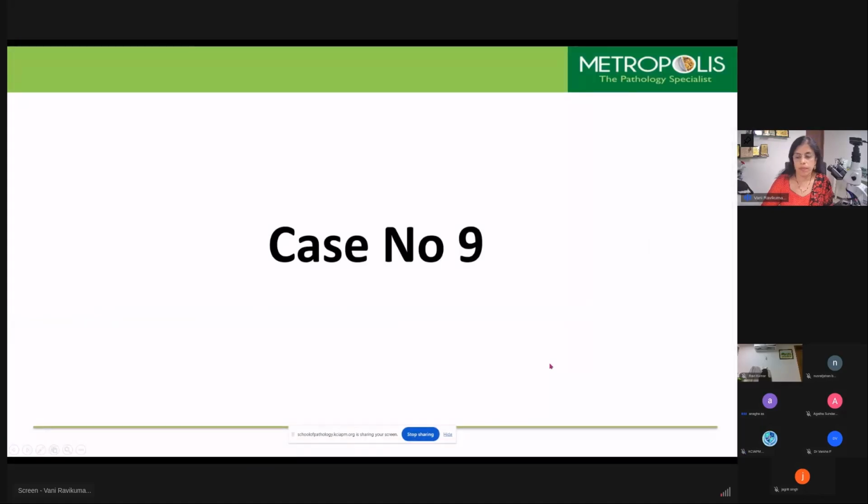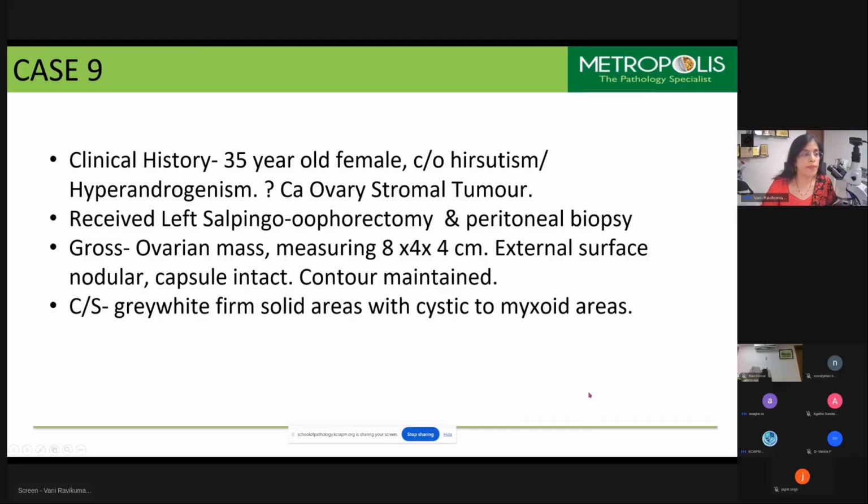So, Dr. Anagha from Hubli, you have discussed most of the points. Am I audible? Yes, ma'am. You have discussed most of the points, including the differentials, IHC, and everything, and you have made my job not just easy. I wish I would have spent less time preparing for this case.